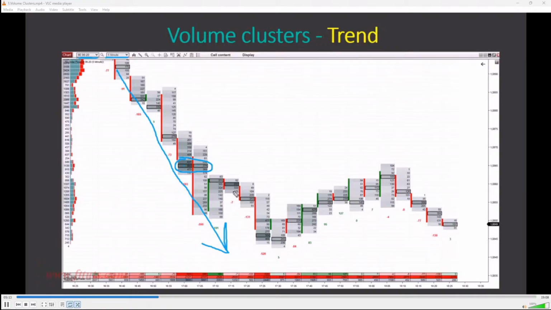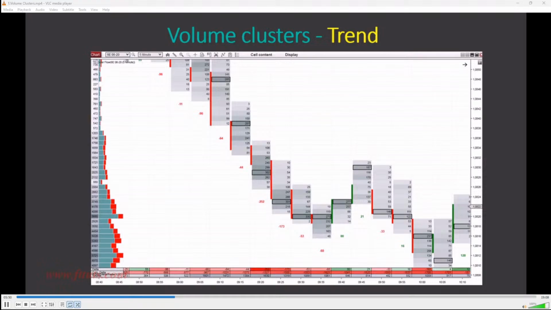So you wait for a pullback to this area again, and this is where you place your short. You can place the short either at the place where the volume cluster begins, so short from here, or from the place where the volumes are the heaviest in the volume cluster, which is in here. Either way works. All right, now let's move on to another example.